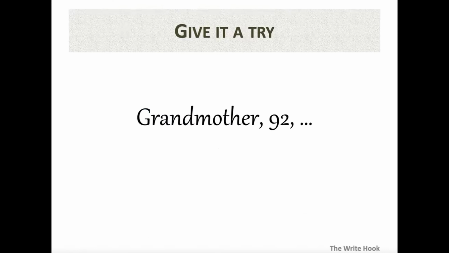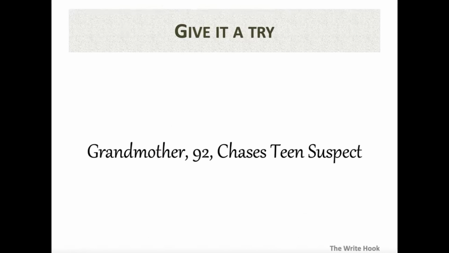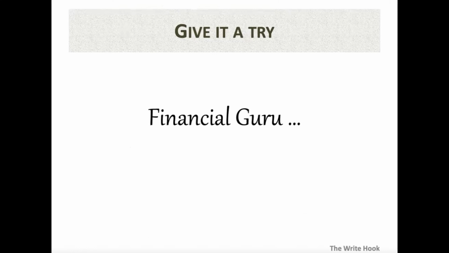So let's give it a try. Let's say you have a headline. Maybe it begins Grandmother 92. If the article supports it, it might be a headline like Grandmother contrasted to teen. The writer of the headline could have simply said Grandmother 92 chases suspect. But by putting in the word teen, we have the opposites, the contrast between someone very elderly and someone who is much younger. How about this one?